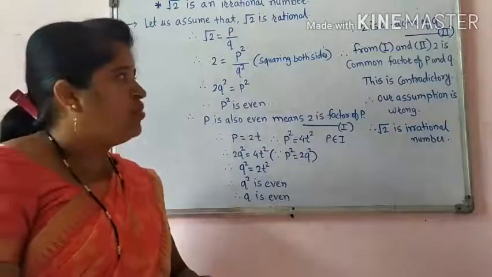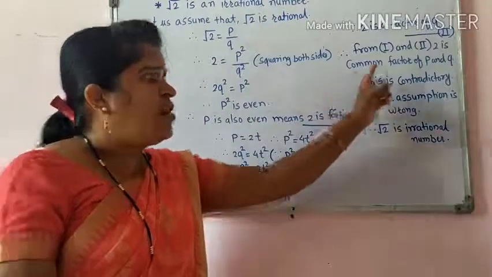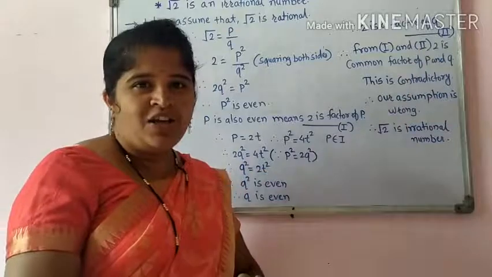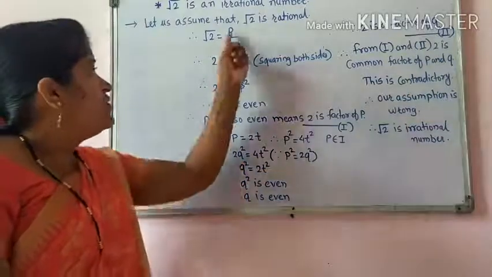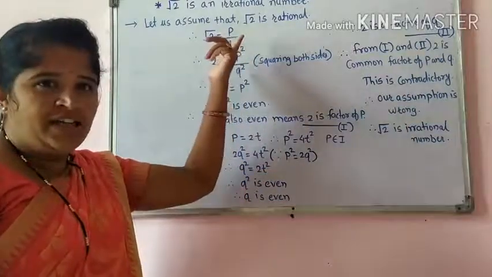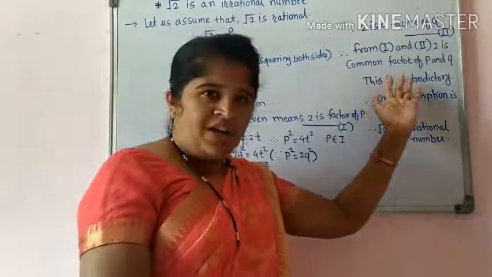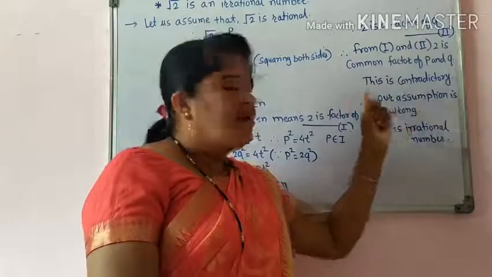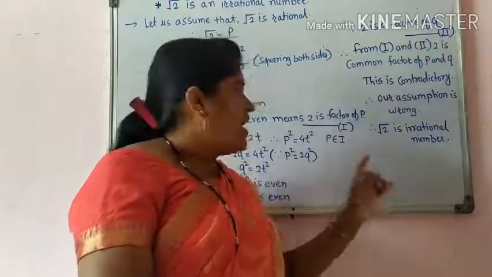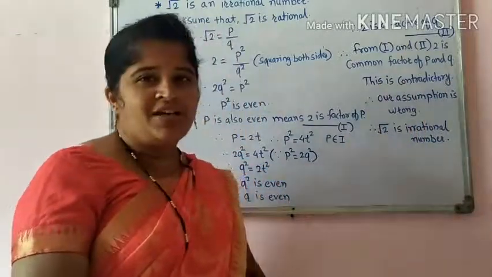From 1 and 2 you will find that 2 is a common factor of p and q. But it was in the reduced form and there was no common factor other than 1. So here we get a contradiction. This is contradictory because our assumption is wrong and therefore root 2 is an irrational number.